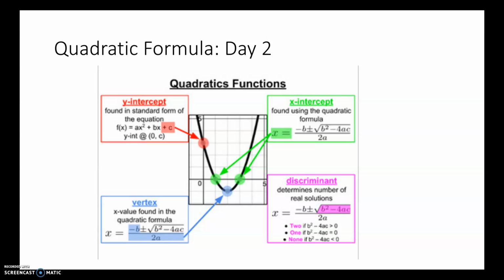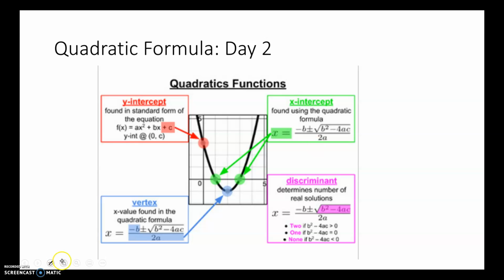Okay, so let's continue our study of the quadratic formula. I found this and I just wanted to show you how the quadratic formula relates to everything you need to know about a quadratic. So to review, when we have a function in standard form, the value of c is our y-intercept. Notice our negative b over 2a is part of our quadratic formula. That's the value of our vertex.